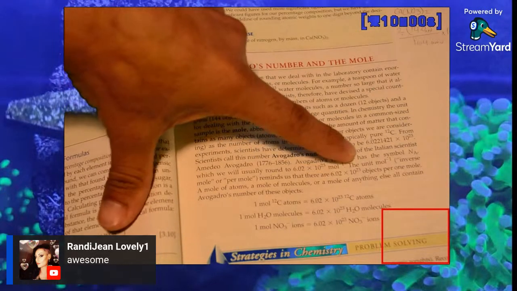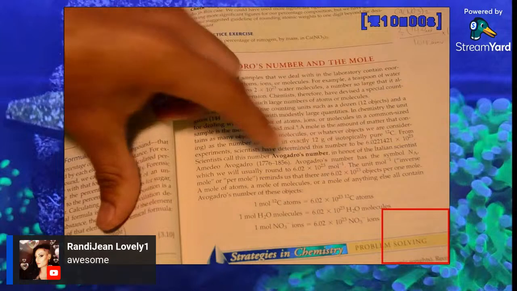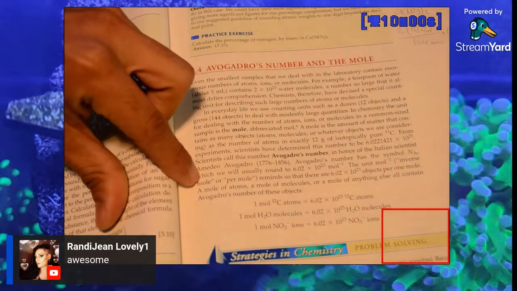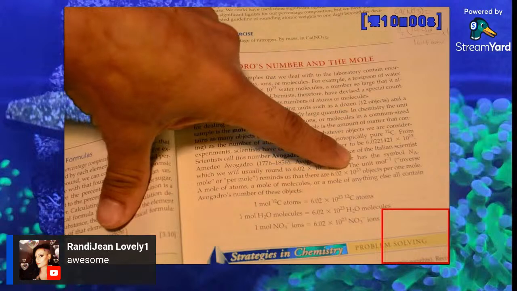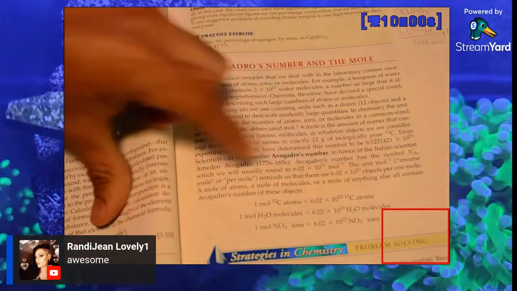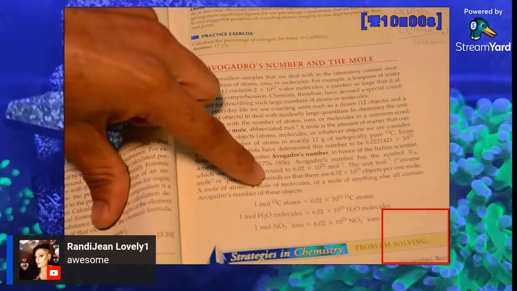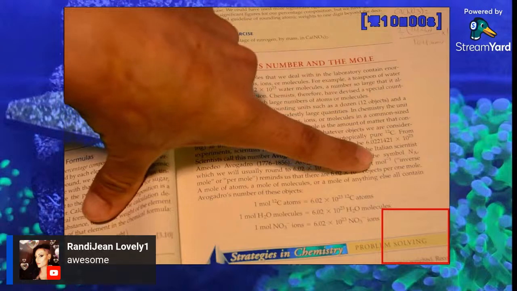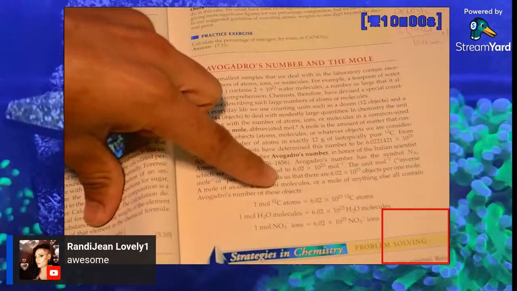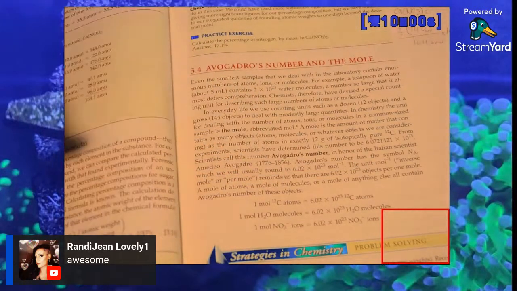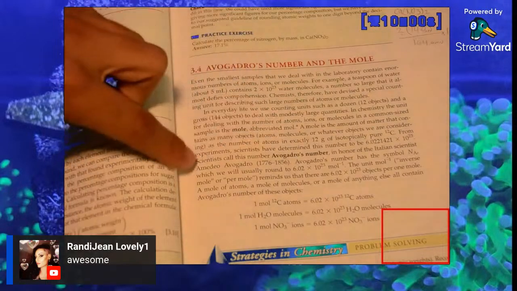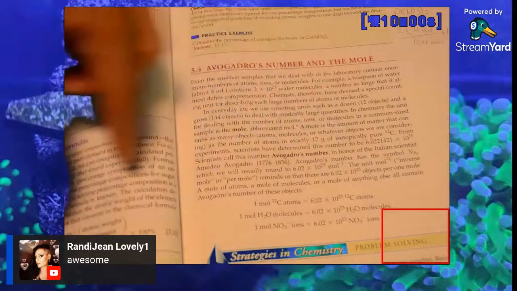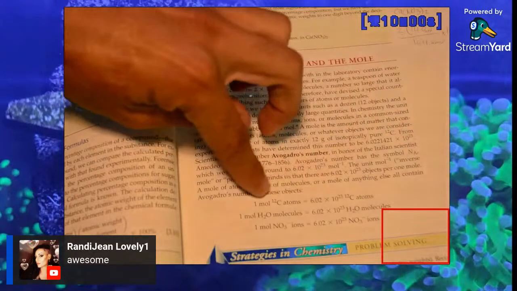I'm not sure about the unit mol^-1, inverse mole. Okay, there you go. Inverse mole per mole reminds us that there are 6.02 times 10 to the 23rd objects per 1 mole. A mole of atoms, a mole of molecules, a mole of anything else all contain Avogadro's number of these objects. And sorry guys, it's kind of hard for me to read sideways. So when I go down, sometimes I reread the same sentence, and I try not to.